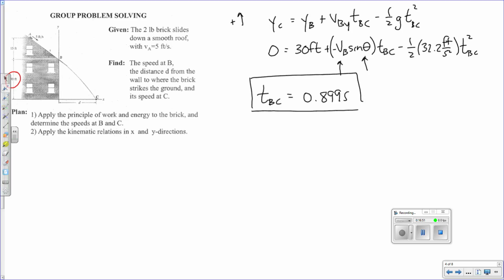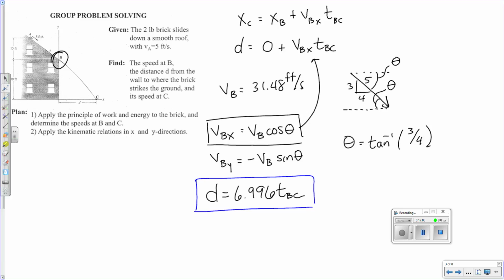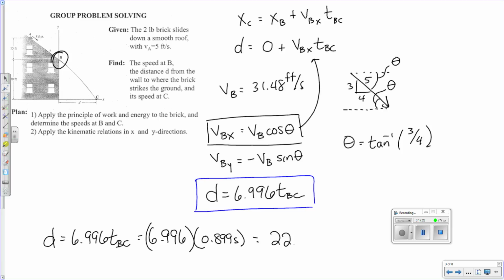How much time does it take for the brick to move from location B to location C? TBC is the flight time to get from B to C. Going back to our equation circled in blue here, that relates the distance d with respect to time, D is equal to 6.996 TBC, 6.996 times 0.899 seconds. D turns out to be 22.6 feet. And that's it.